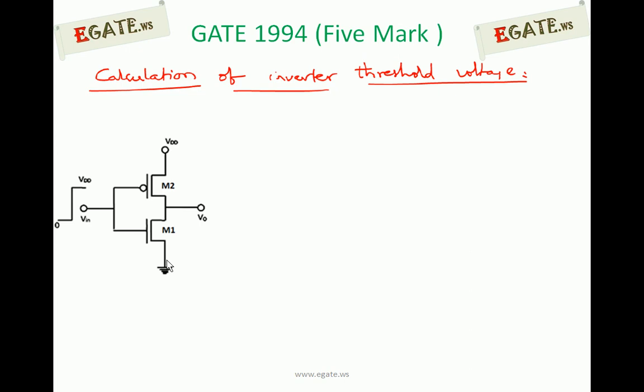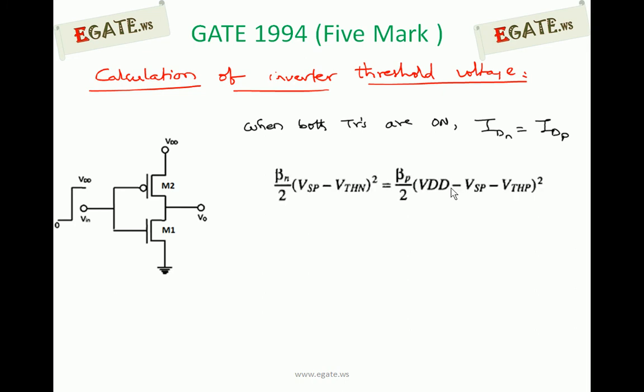No current goes toward the gate side, because the gate is insulated by the SiO2 layer. So there is no direct interaction between drain and gate or source and gate. They are isolated with the help of the silicon dioxide layer. So we can say that the current flowing through NMOS is the same as the current flowing through PMOS, that is IDN is equal to IDP, and both are in the saturation region. And we know the equation for the saturation region: beta by 2 into (VGS minus VT) whole squared.